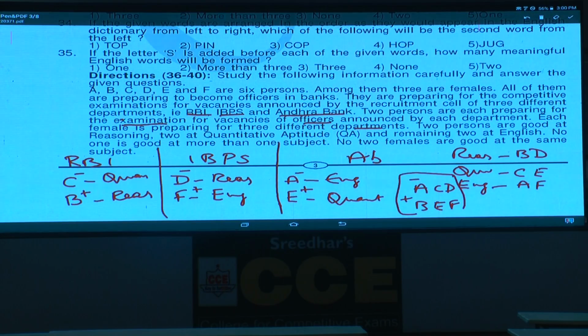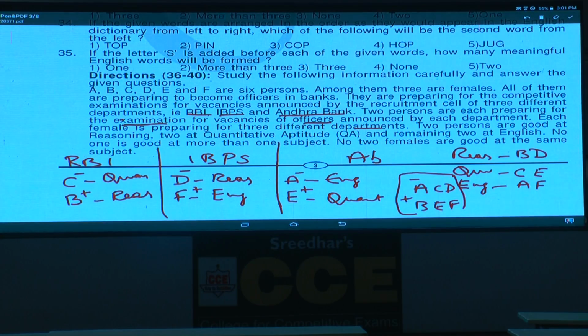Then which of the following statements are not necessary while answering question number 39, that means the previous one? C is a female: is it necessary or not? Yes, we need that information. Without it, we cannot determine. E is good at the same subject as C, we need that information as well, or we cannot divide these persons.